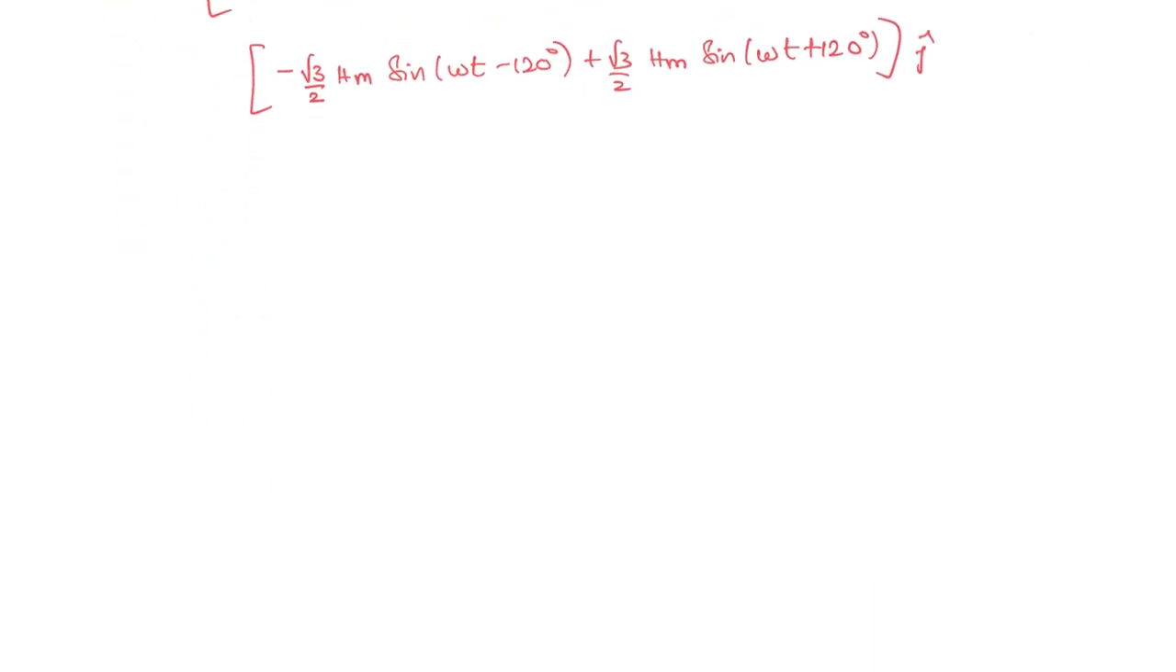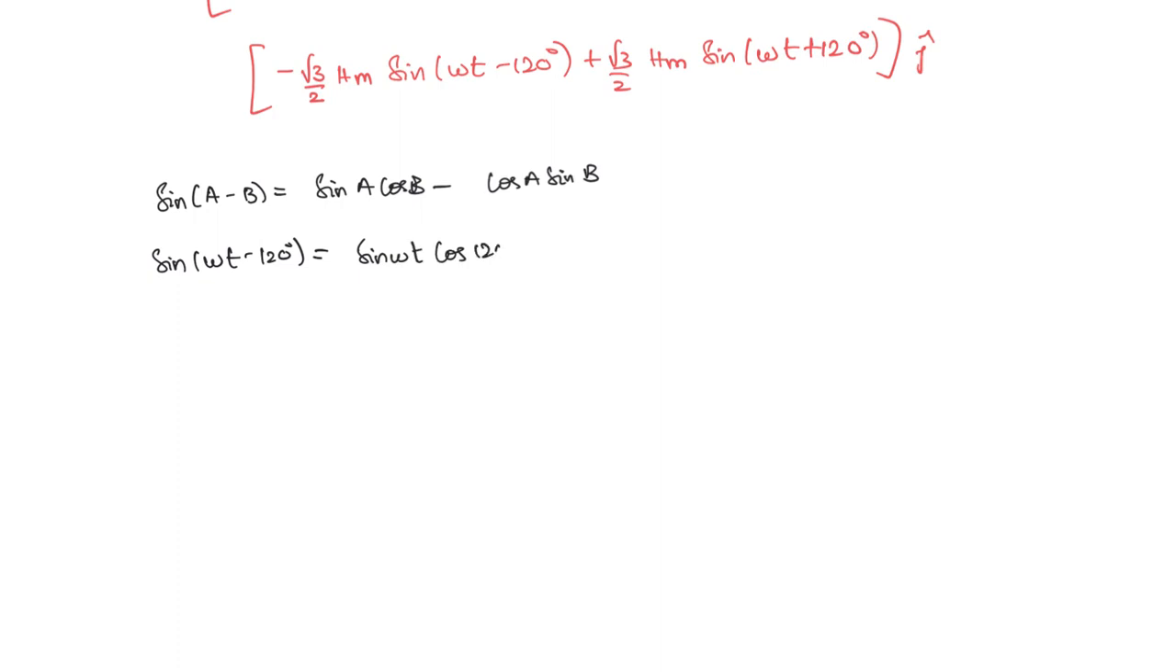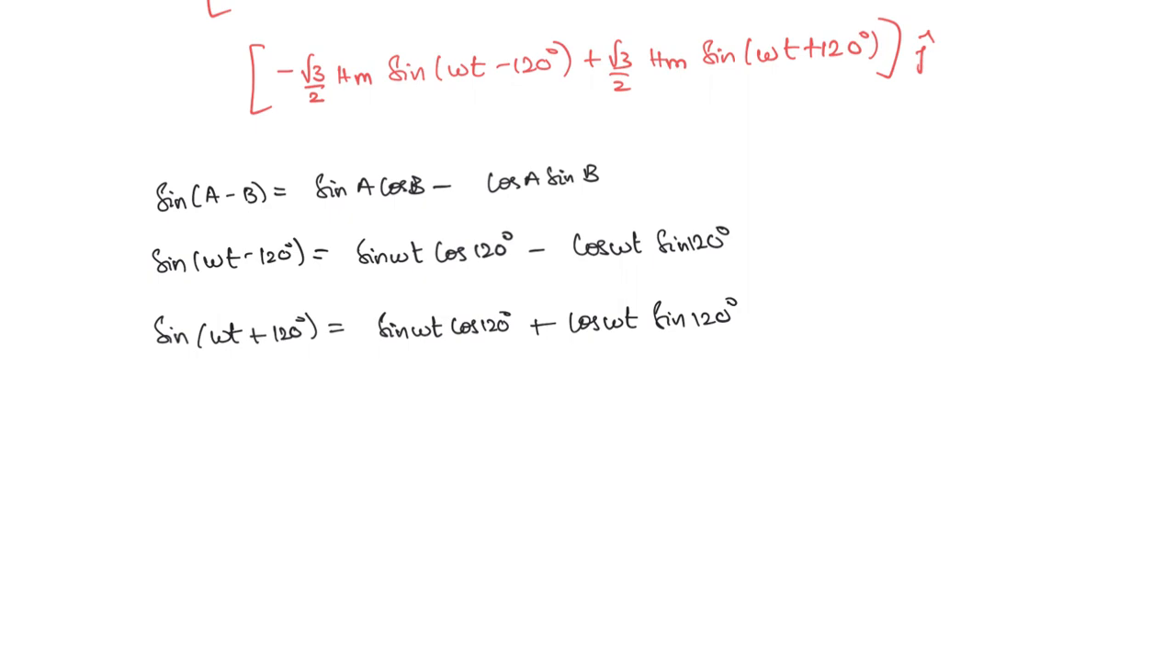So now use the trigonometric identities. Sine A minus B is sine A cos B minus cos A sine B, right? So what will be sine omega t minus 120 degrees? This is going to be sine omega t cos 120 degrees minus cos omega t sine 120 degrees. What about sine A plus B? Just here a positive sign will come. Okay. So sine omega t plus 120 degrees is going to be sine omega t cos 120 degrees plus cos omega t sine 120 degrees. Okay. So you apply the same thing here. So what are you going to get here?